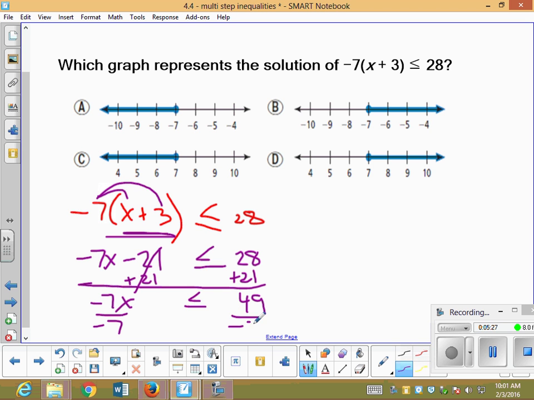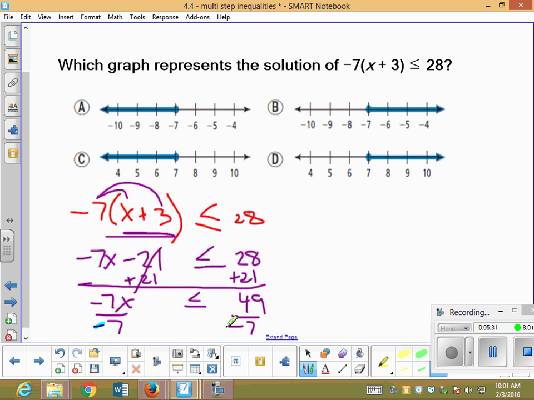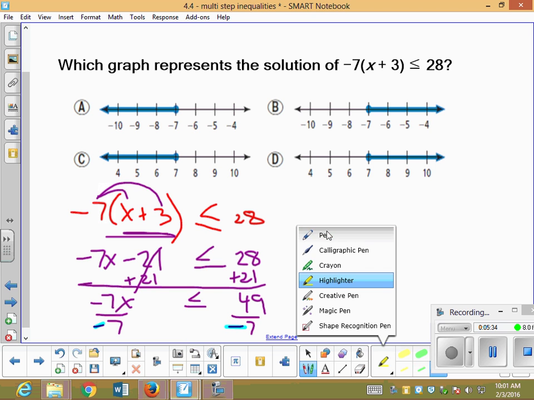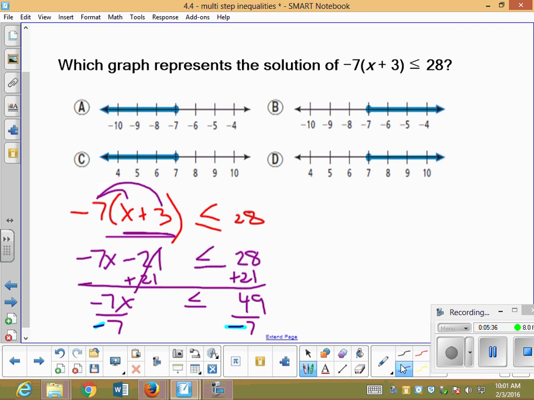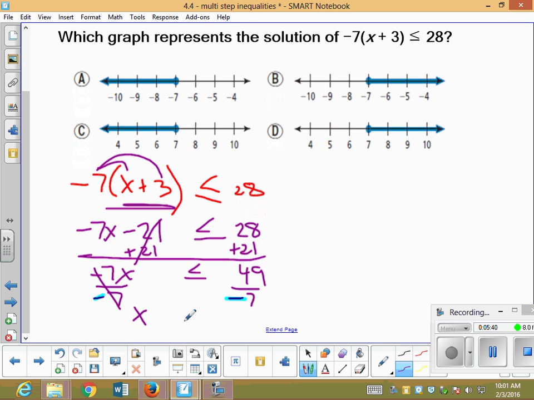Oh, do you notice what we divided by? We divided by a negative. So what happens when we divide by a negative? We switch the what, everybody? We switch the sign. So we're going to go ahead and bring down our x. And then we have here, instead of less than or equal to, greater than or equal to. And then this is going to be negative 7, because 49 divided by negative 7 is negative 7. Okay, so that is our answer.